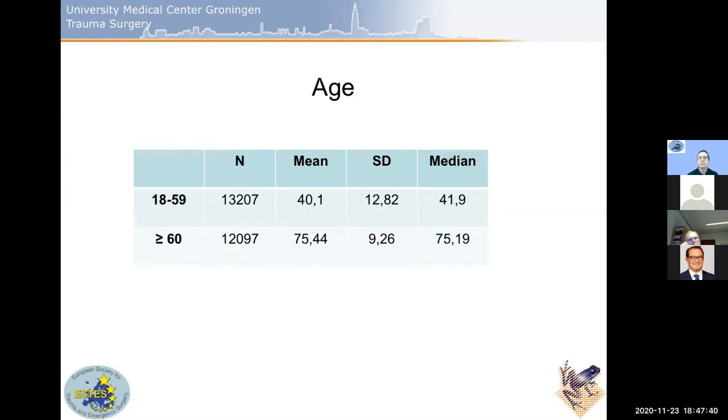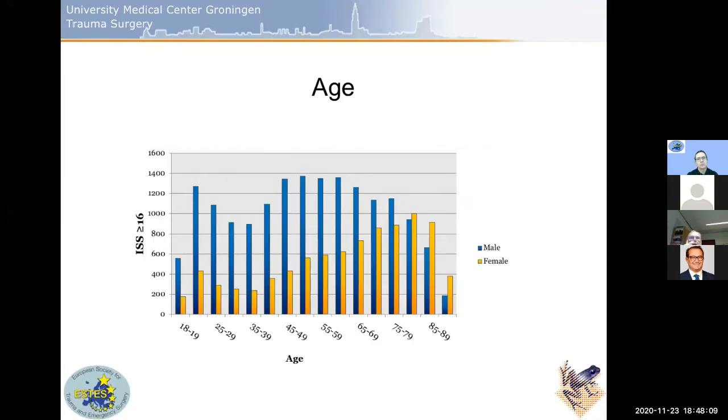In the older group, the mean age is 75 years. That's very high, because if you look at the geriatric group of hip fracture patients in the Netherlands, the mean age is 79. It's only 4 years younger than the group where we always know this is a geriatric disease, a geriatric trauma, the hip fracture. And here you can see that in the older groups, the number of male patients is decreasing and the number of female patients is increasing.